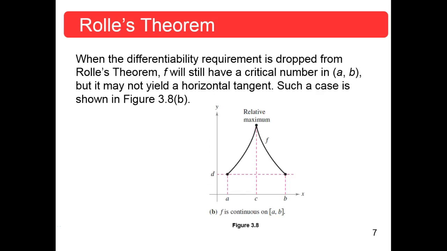When the differentiability requirement is dropped from Rolle's theorem, f will still have a critical number in a to b, but it may not yield a horizontal tangent. Because of these corners, the first derivative doesn't exist there. It's not a smooth function, so the first derivative doesn't exist at that point. So that still will give you a critical value, and that's still going to be a local max or min, or absolute max or min.